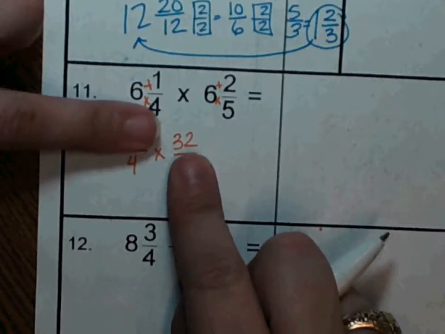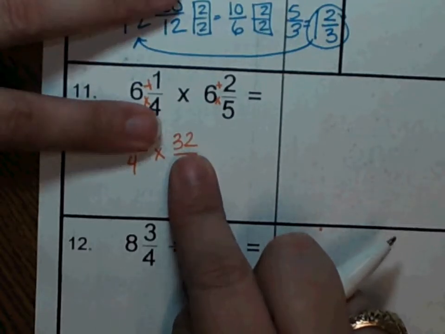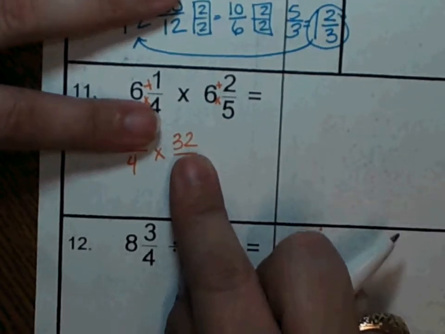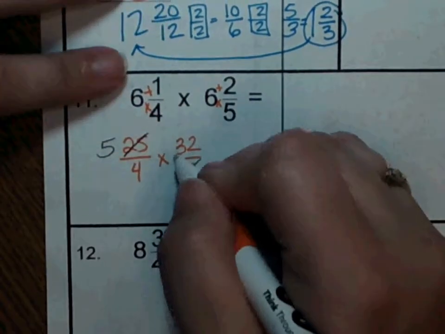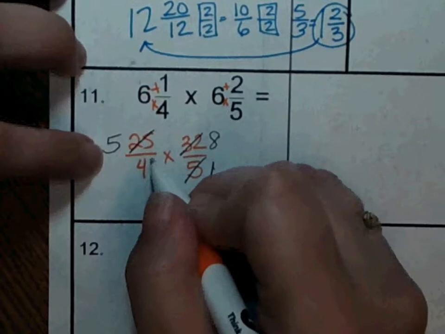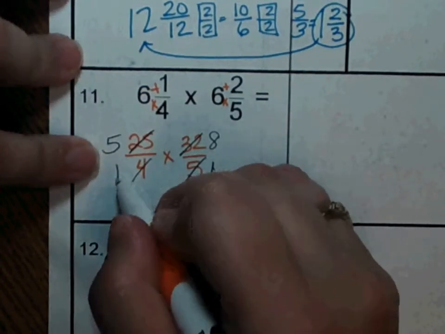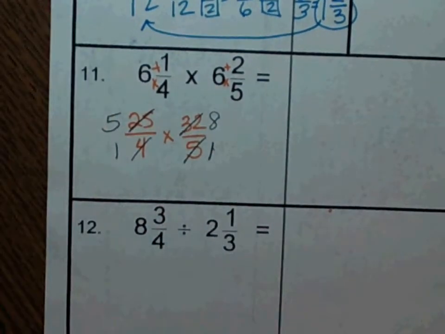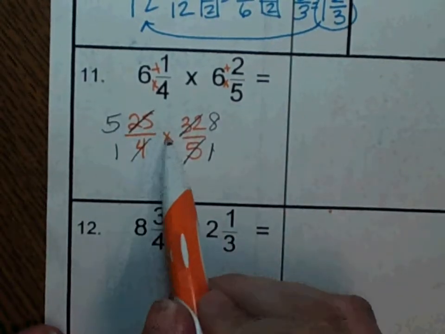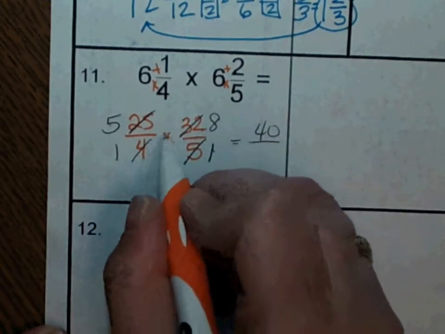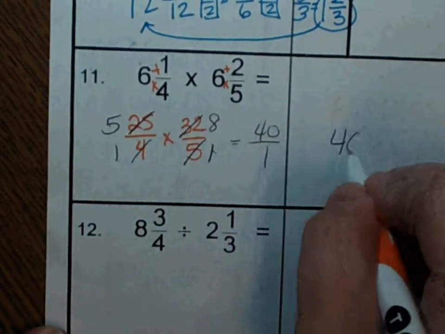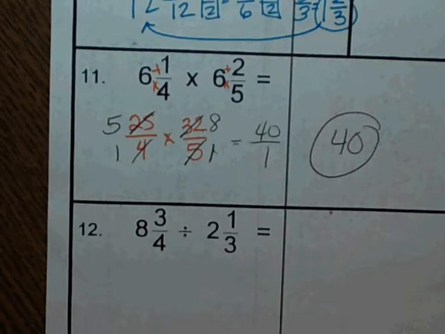Absolutely. 4 and 32. This is where it really, really pays to know your multiplication. I know that 4 can go into both numbers. 4 goes into 32 8 times. 4 goes into 4 1 time. Now I'm working with much easier, much friendlier numbers. Now it's 5 times 8 is 40. 1 times 1 is 1. My answer is 40. That one worked out beautifully.